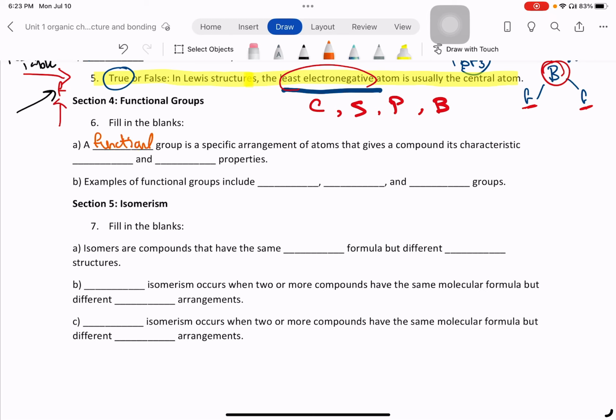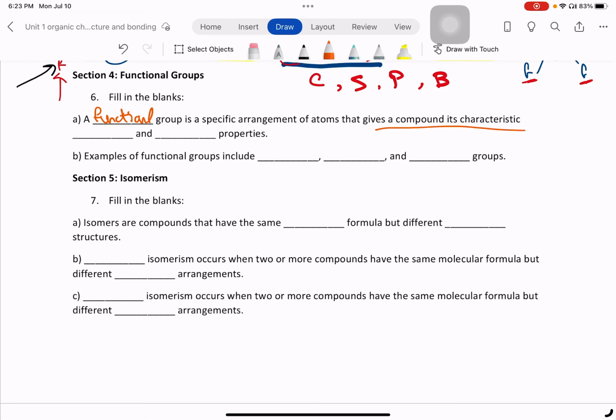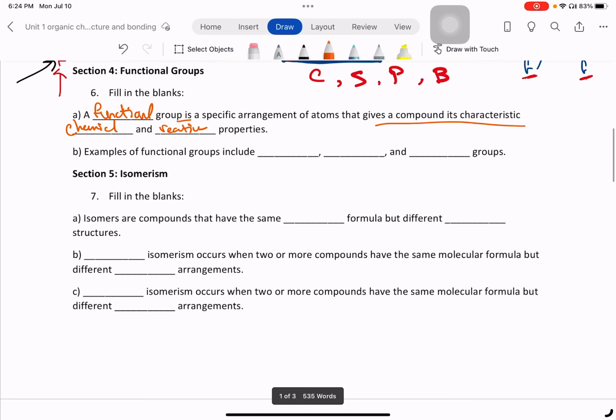Functional group. A functional group is a specific arrangement of atoms that gives the compound its characteristics, and that's what we usually manipulate in organic chemistry. We usually change one form of functional group to another to have certain characteristics and properties that we cannot have in other forms, right? So its chemical characteristics and its reactive properties that we can have.